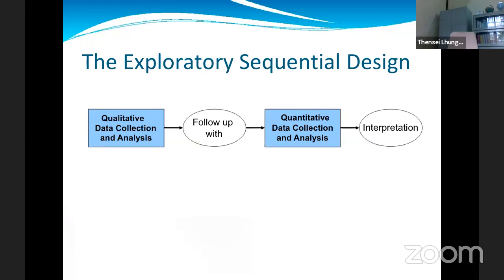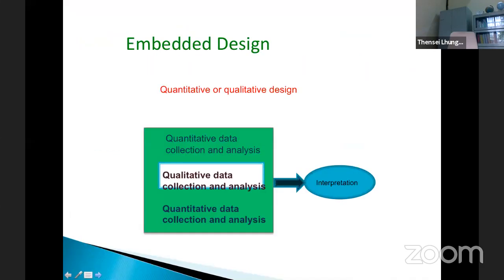And the last one is the embedded designs. That is, both qualitative and quantitative methods are embedded one against the other. Both qualitative and quantitative, they are embedded against each other.